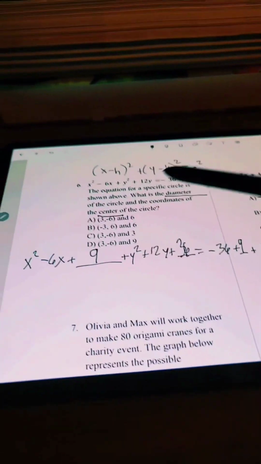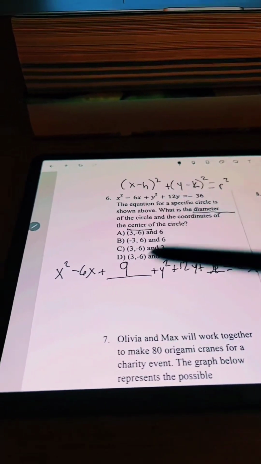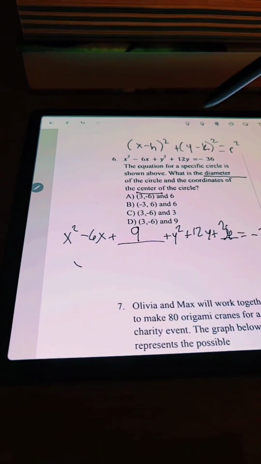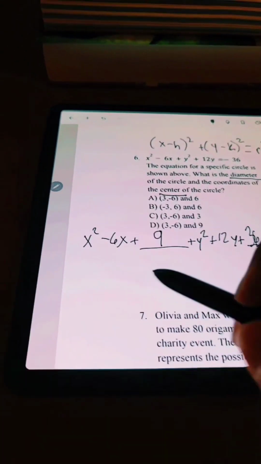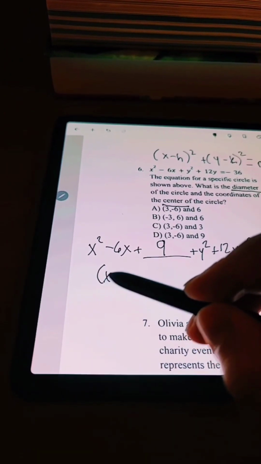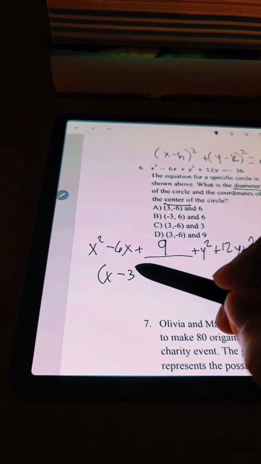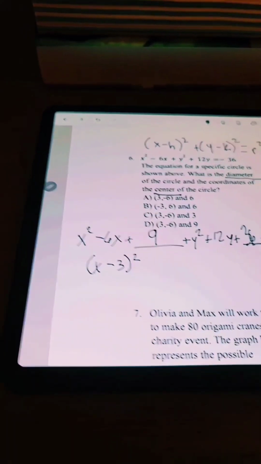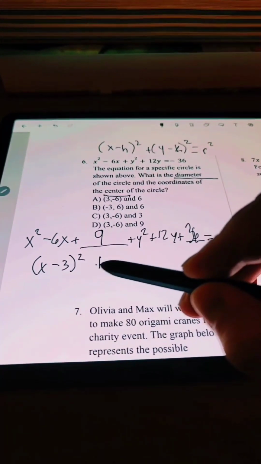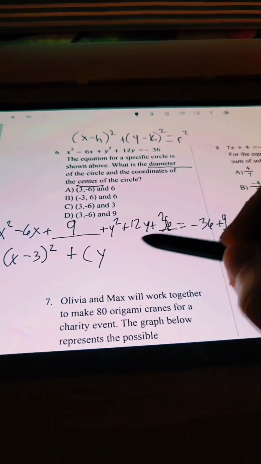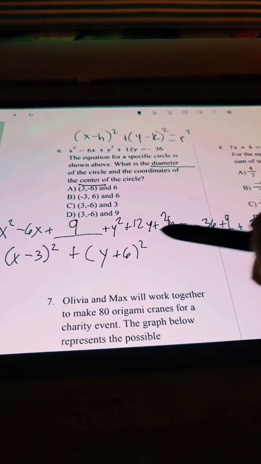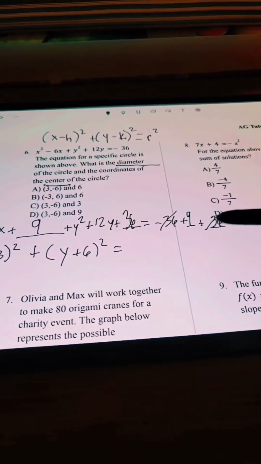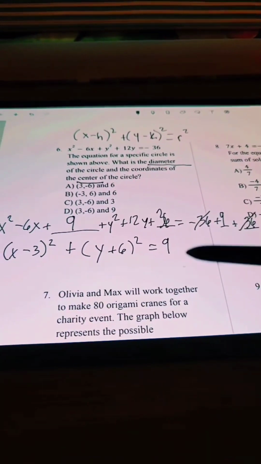And then now you're trying to make it look like the equation for a circle. So we're going to factor this right here. For the x portion, we could factor that as x minus 3 squared and still get all of this. And then for the y portion, we could say that's y plus 6 squared and get all of that when we FOIL it out. And then over here, these cancel out, so then we just have it equaling 9.